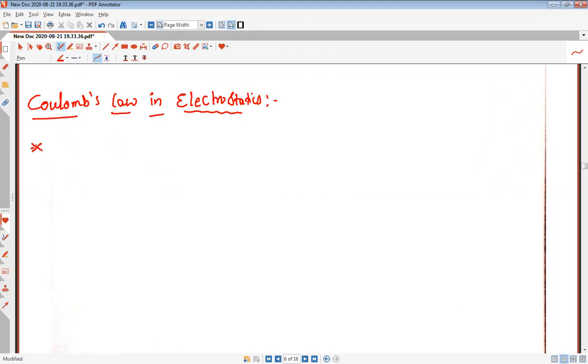Hello. In this class, we will study the concepts that are important for KCET and NEET as far as Coulomb's law of electrostatics is concerned. We know that Coulomb's law of electrostatics describes the force between two point charges.